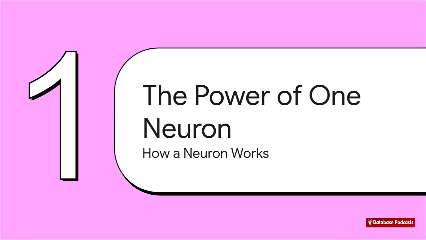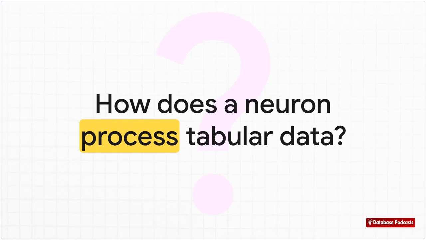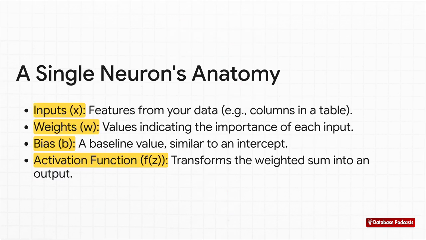Okay, let's kick things off with part one, the power of a single neuron. We're going to pop the hood and see exactly what makes this thing tick. It's one thing to talk about neurons in the abstract, right? But most of us work with data in tables. Rows and columns in a database or spreadsheet. How does a neuron even begin to understand that format? Well, it's actually a surprisingly direct translation.